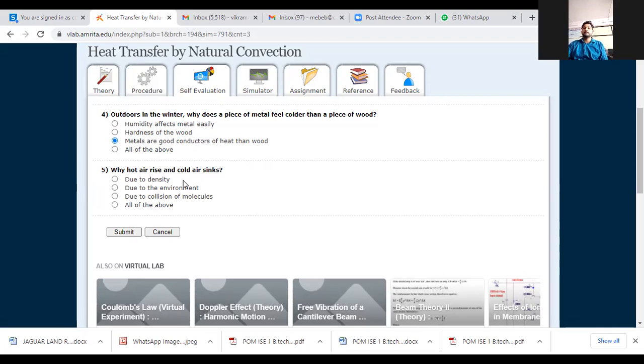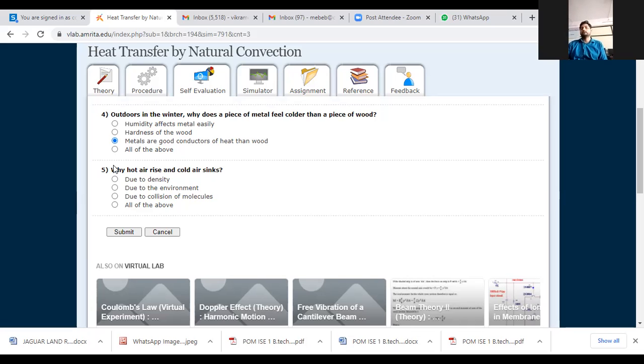The fifth question is, why does hot air rise and cold air sink? Okay, इसका मतलब क्या है? क्यों गर्म एयर ऊपर की तरफ जाती है, ओके, और क्यों ठंडी एयर नीचे की तरफ आती है? ओके, this is the basic question actually. Okay, so if it did not happen, we would not see the rainy season.